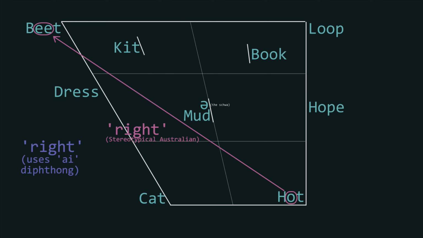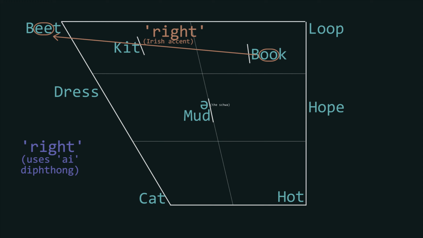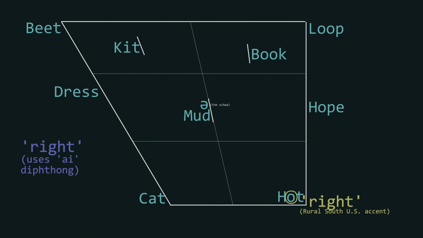On the other hand, if you are from Australia, you might actually start around the vowel, saying right. If you had an Irish accent, you might start around the vowel, saying right. And if you have a southern US accent, you'd actually start on the vowel and mostly just stay there, right.